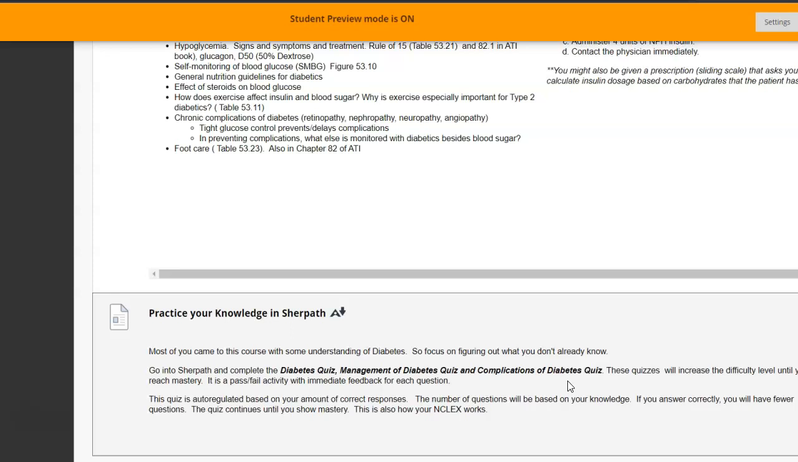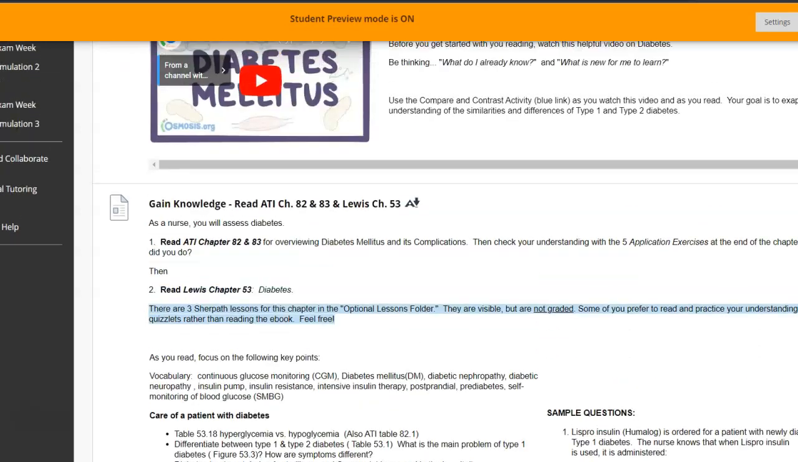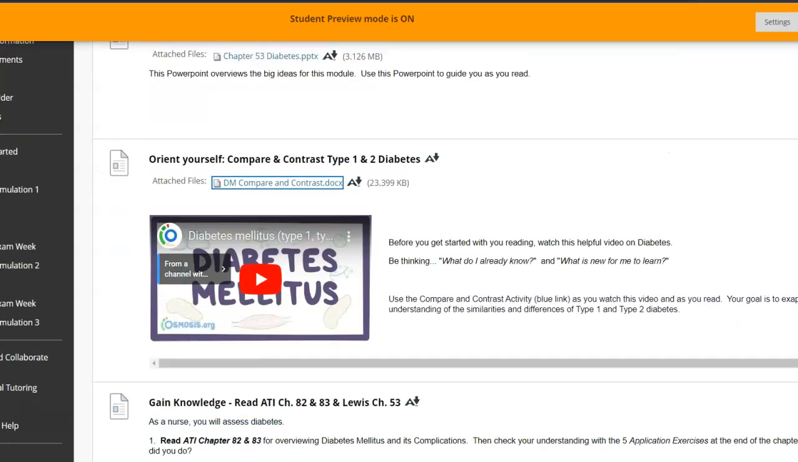So based on that, I would highly suggest that you do all of your reading and your compare and contrast activity and/or your lessons, if you prefer to do it that way, before you take that mastery quiz.